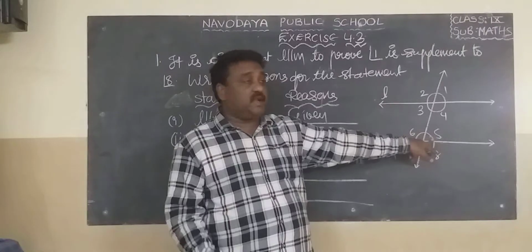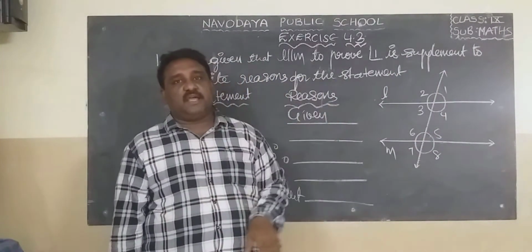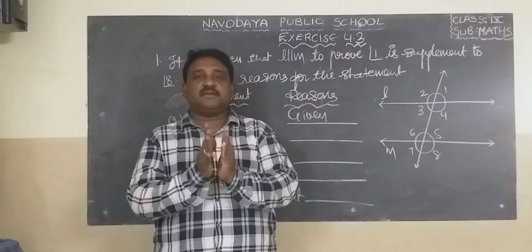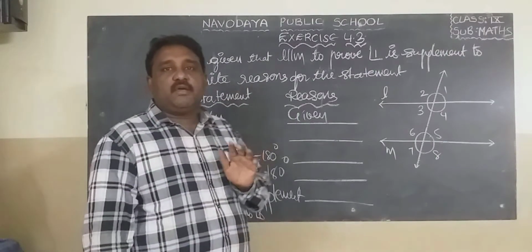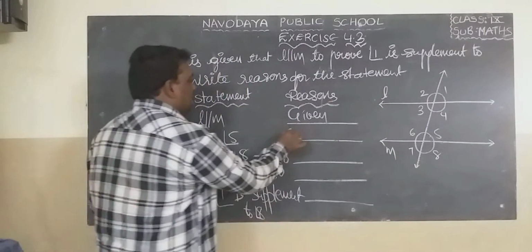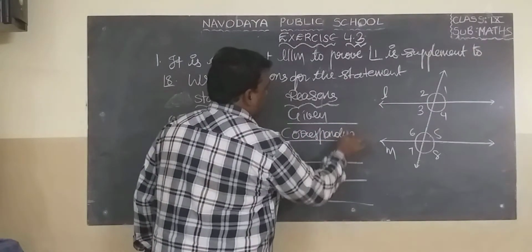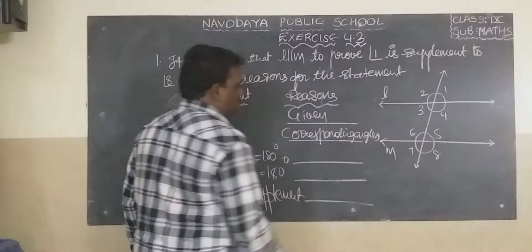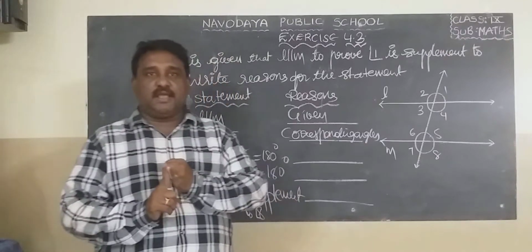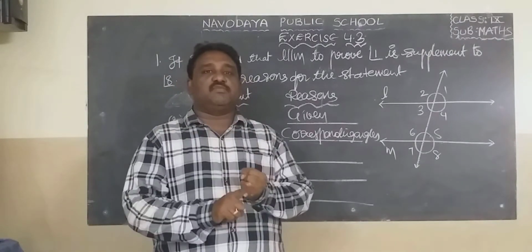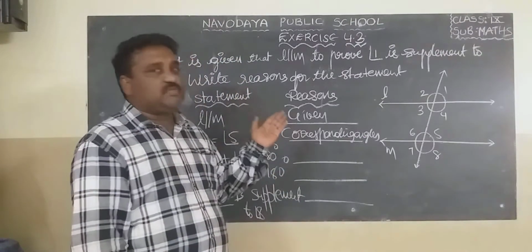I told you the properties already. They lie on the same side of the transversal. They are not adjacent angles. Such angles are known as corresponding angles. So why are angle 1 and angle 5 equal? What is the reason? Corresponding angles. Okay? So angle 1 is an exterior angle, angle 5 is an interior angle. They lie on the same side of the transversal. They are not adjacent. Such angles are known as corresponding angles.